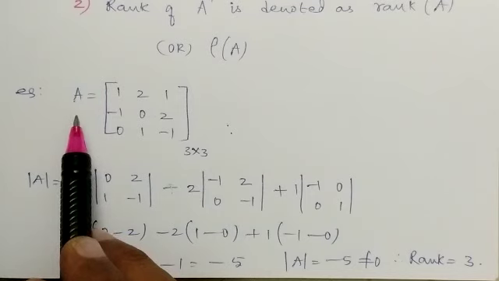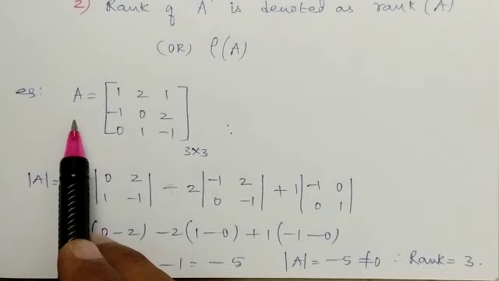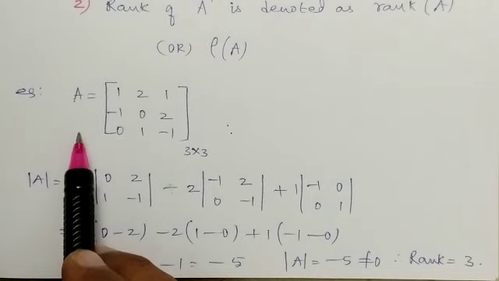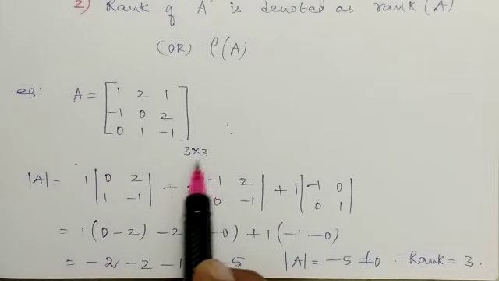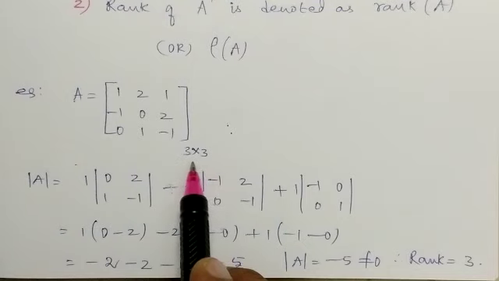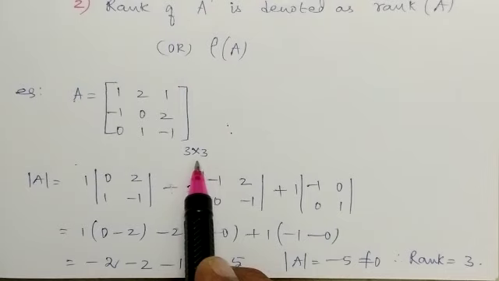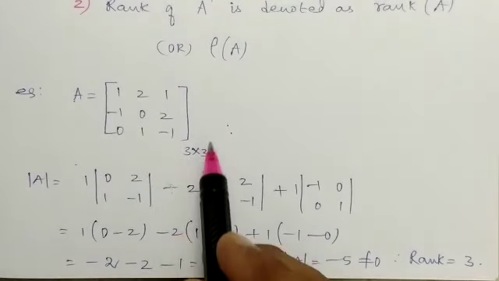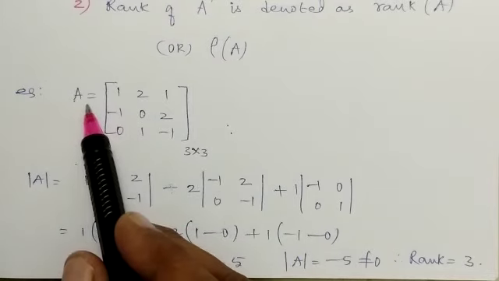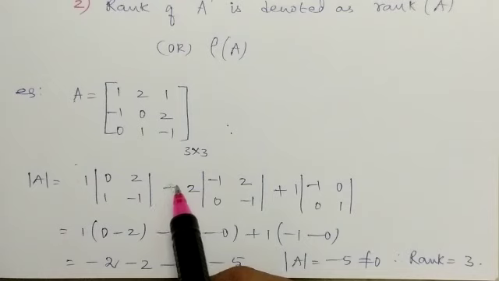How to find rank of a matrix? Very simple. Try to understand carefully. From this 3 by 3 matrix, I want to find maximum order submatrix by deleting 0 number of rows and 0 number of columns. Means matrix A is a submatrix of itself.